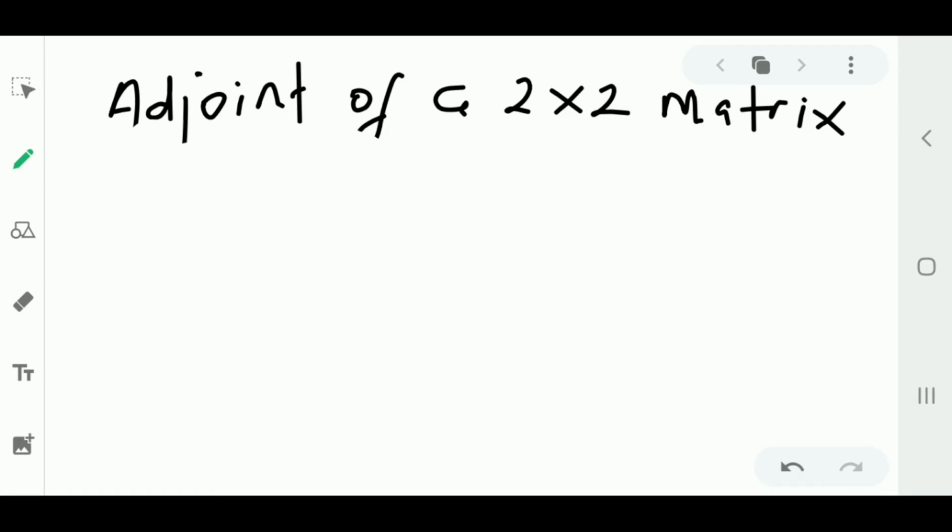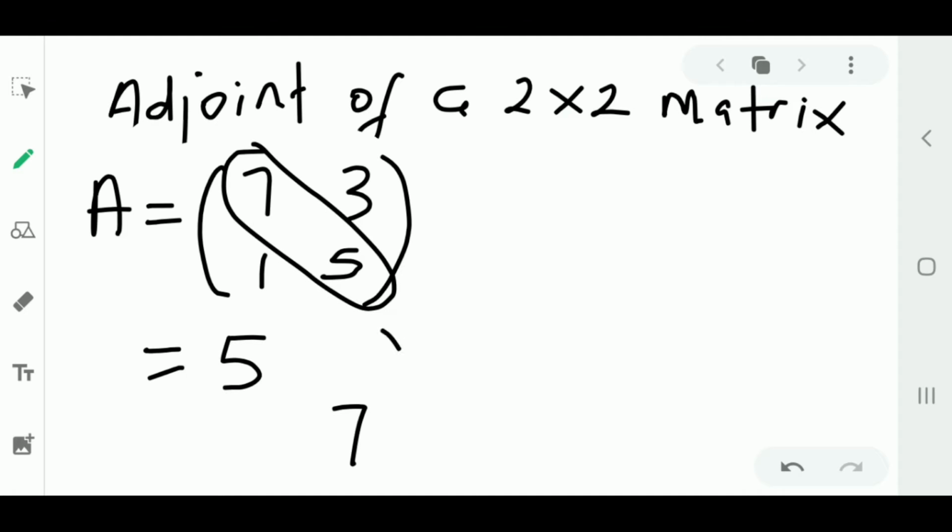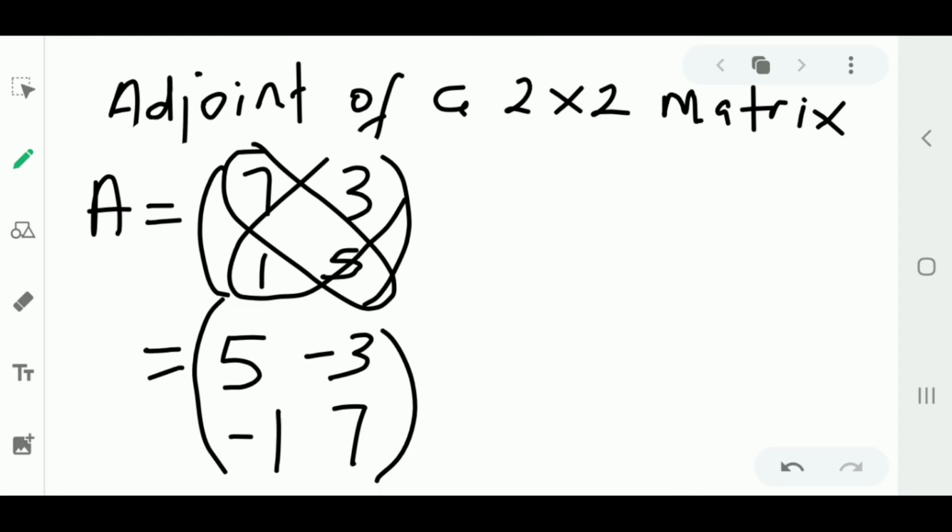Let's try an example. We had A is equal to 7, 1, 3, 5, and we wanted to find the adjoint. So first things first, we switch the positions here. So this is 5, this is 7, and we change the signs of this diagonal here. So this becomes minus 3, and this becomes minus 1, and that's it.